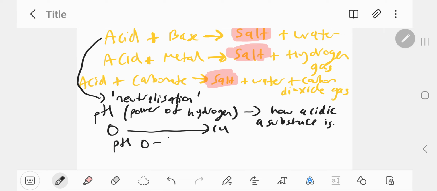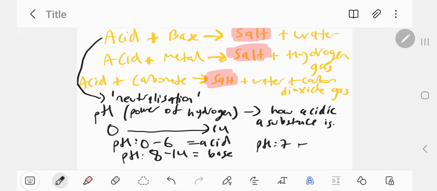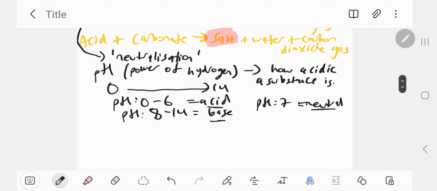A pH of 0 to 6 is an acid. A pH from 8 to 14 is a base. And a pH of 7 is neutral. You need to know these. You can use things like indicators, like litmus paper. These turn color when you expose them to an acid or base.